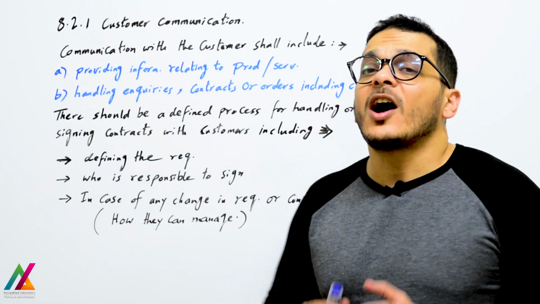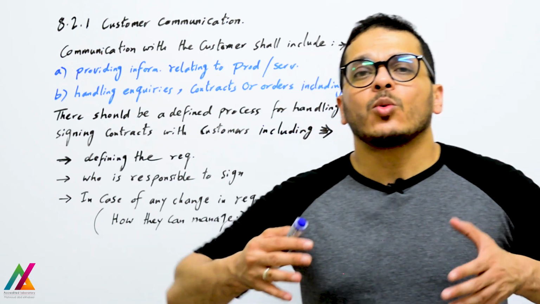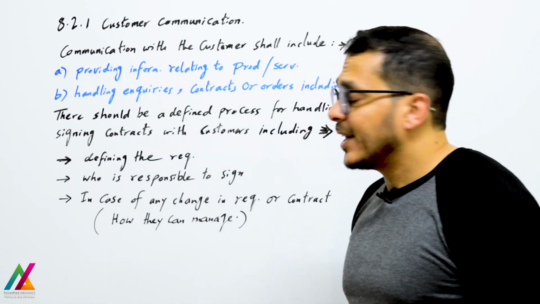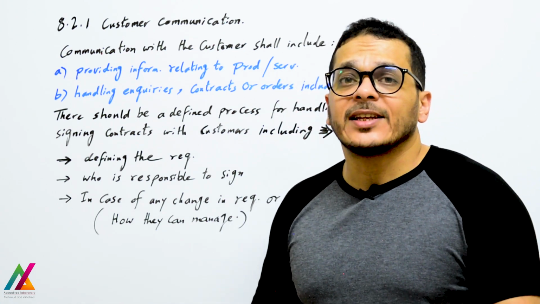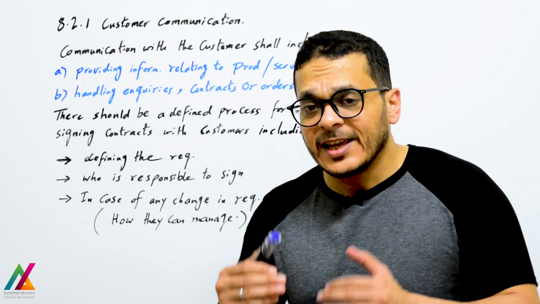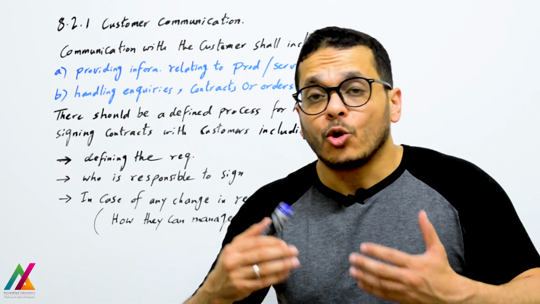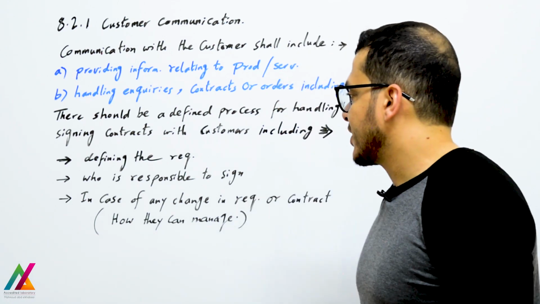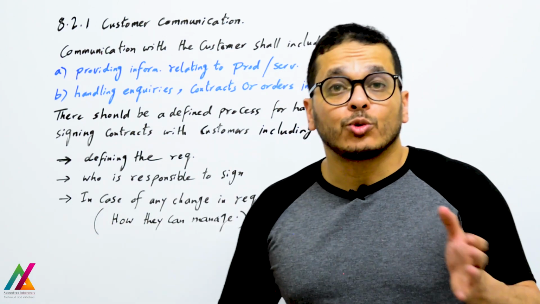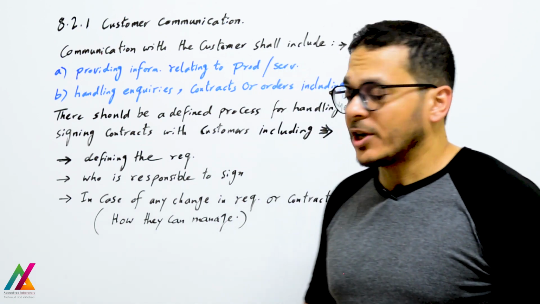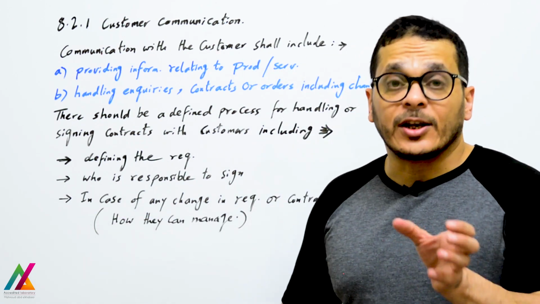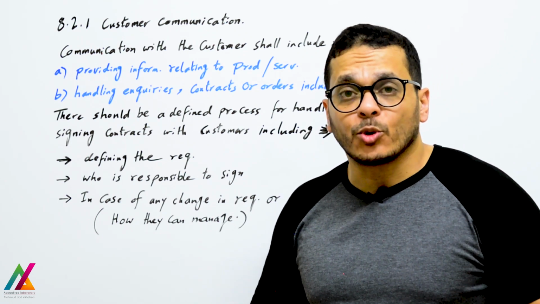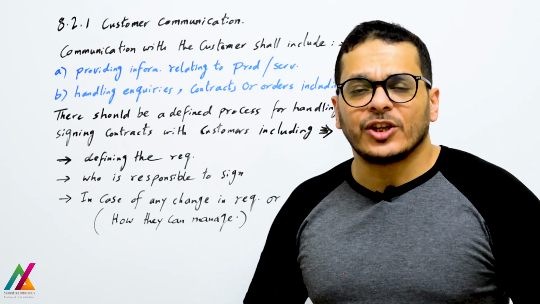First point, defining the requirements. What are the requirements from the customer relating to his product or service? It shall be defined well, and the organization shall ensure that they are able to deliver, or have the resources to deliver, the product or service to the customer. Who is responsible to sign the contract with the customer? And in case of any change in the requirements, if the customer needs to add more requirements relating to his product or service, how can they manage this case?